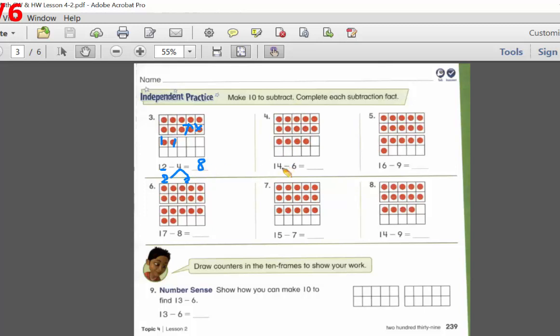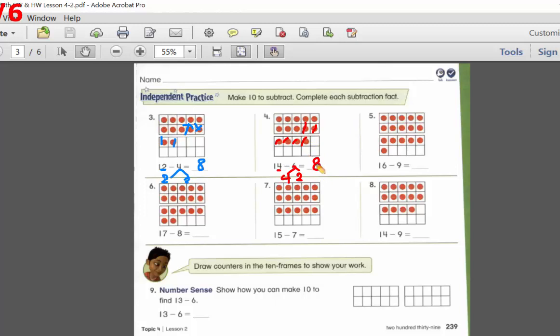One more time. 14 minus 6. We will break 6 into two parts. One part will be the same number as 4. So what will be the other part? 6 minus 4 equals 2. So first, we will cross 4 here to make 10. But we don't want to cross only 4, we want to cross 6. So 2 more. How many counters left? 8 counters. So the answer is 8.